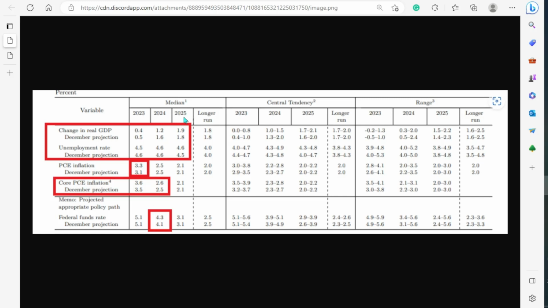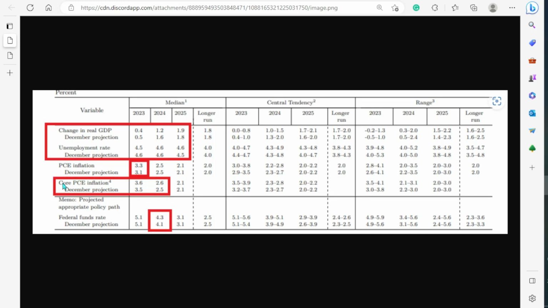Now, take a look at 2025. Nothing changed there, 3.1. And longer run, nothing really changed there. They do want to take this down to 2.5. But like I said, if we do get a hard landing, yeah, that's going right out the window. We're going right back to ZIRP.